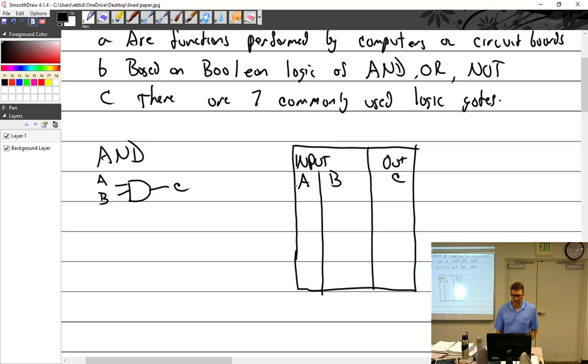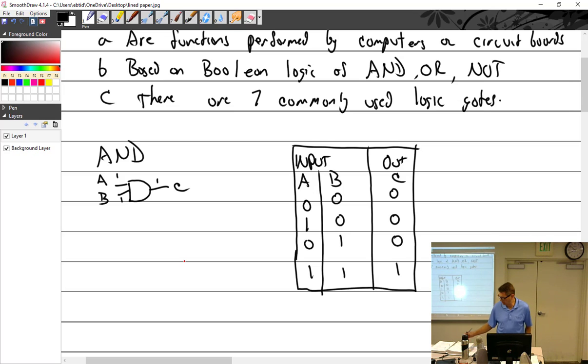So an AND: if the input on A is a 0 and the input on B is a 0, the output will be 0. If A is 1 and B is 0, or a 0 and a 1, we will have 0. The only time you will get an output is if both inputs are 1. So if you have power into A and power into B, you get power out of C, which is another way of saying if you have a 1 and a 1, you get a 1 out.